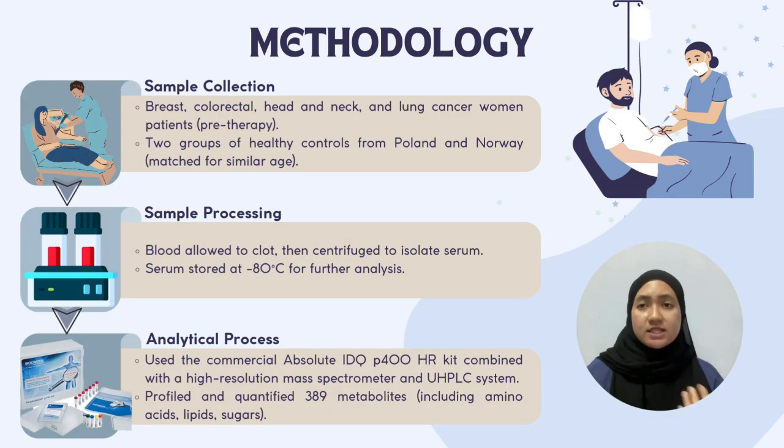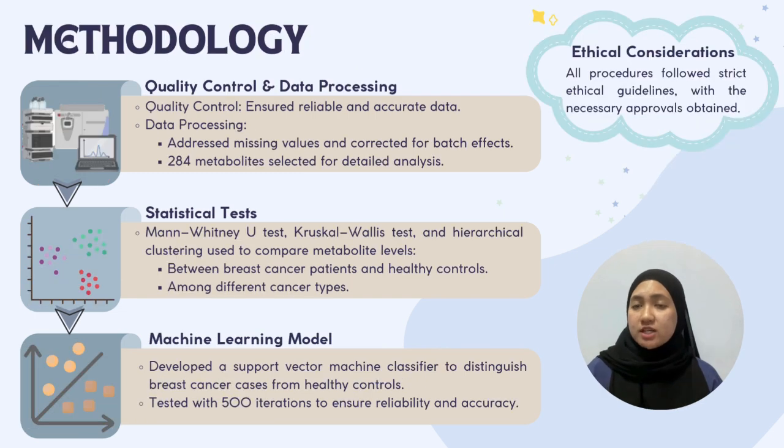In this study, the researchers analyzed serum metabolite profiles of breast cancer patients using high-resolution mass spectrometry. First, blood samples were collected from patients with breast, colorectal, head and neck, and lung cancers, along with healthy controls. After processing the samples, they used a commercial kit in combination with a high-resolution mass spectrometer and UHPLC system to profile 389 metabolites. To ensure the accuracy of the data, rigorous quality control steps were implemented throughout the process.